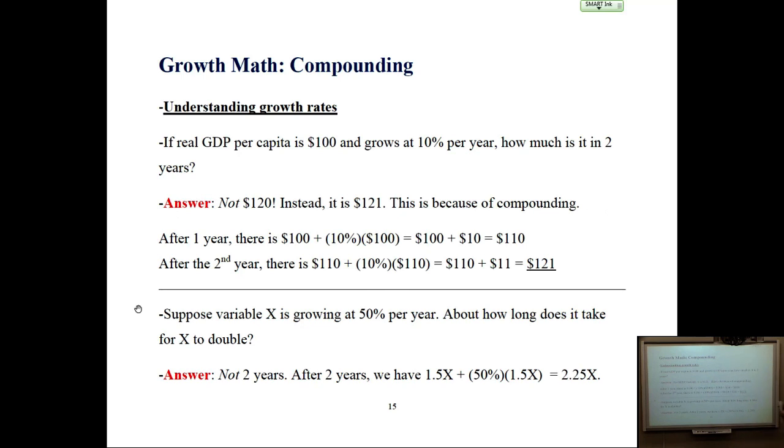actually think about it. So in the first year, yeah, we do get $10 because 10% of 100 is 10. Now in the second year, we're getting 10% of 110, not 10% of 100. And 10% of 110 is 11. 110 plus 11 is 121, so actually we get $121, not 120. What's going on there is you're not just getting growth in that original $100, you're getting growth on top of the previous growth. That's why you got 121, not 120.